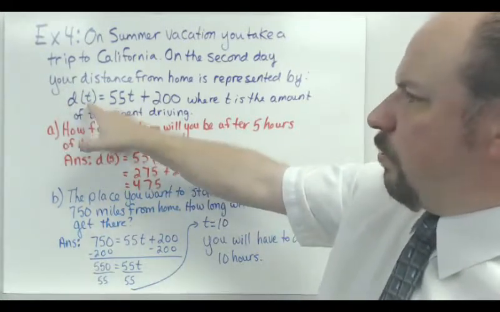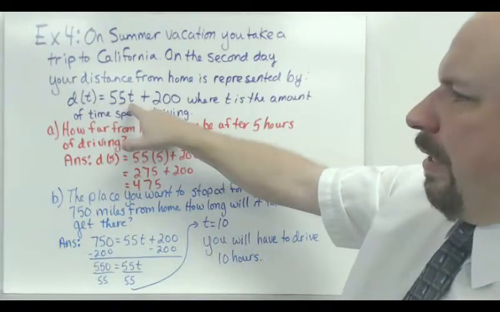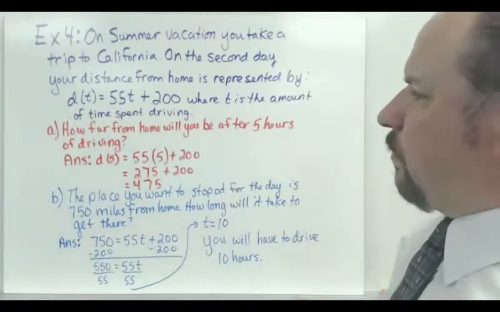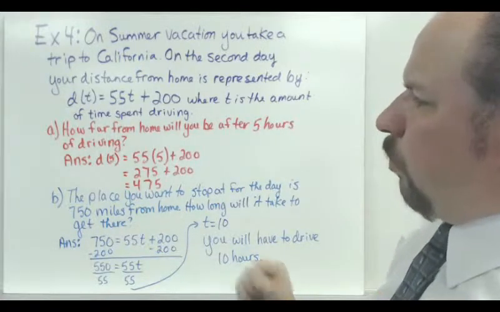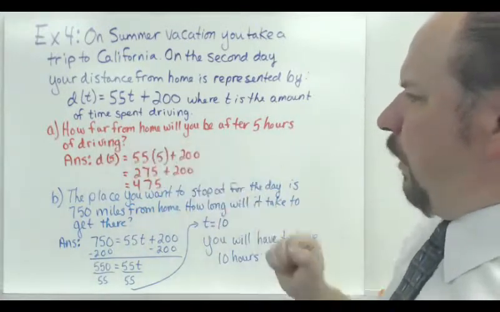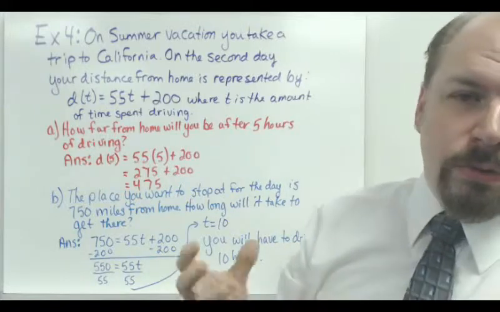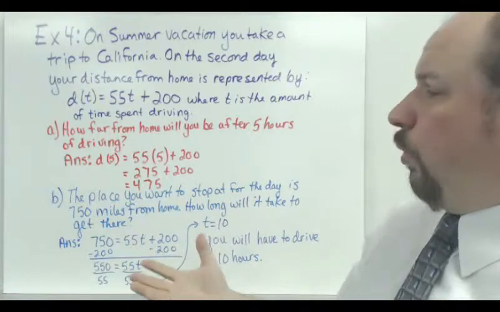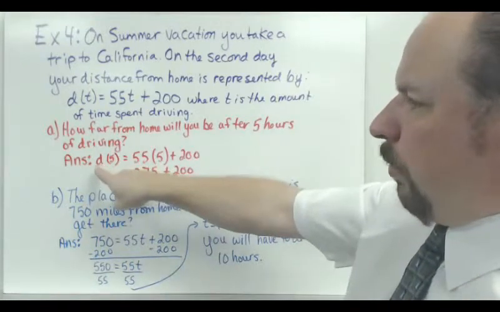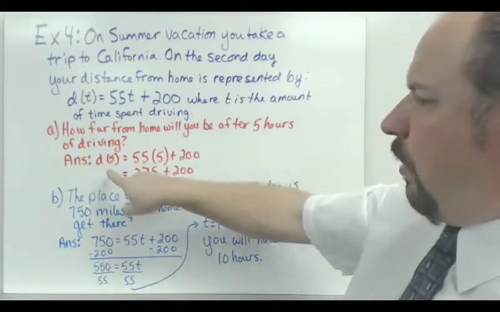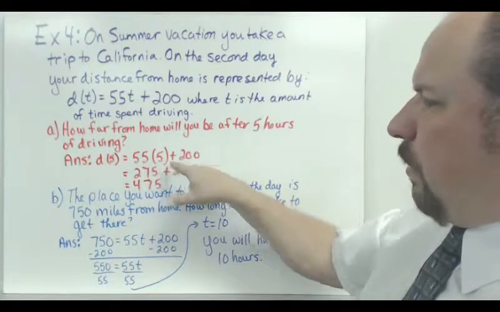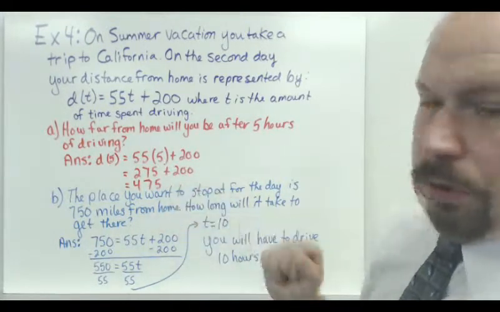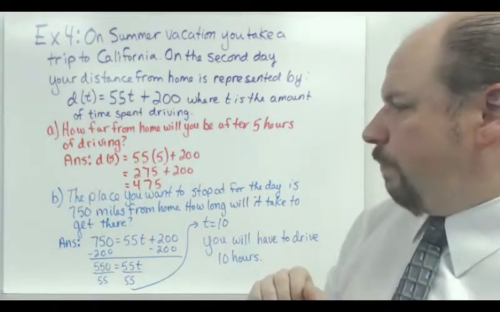So the distance in terms of time is equal to 55t plus 200, where t is the amount of time spent driving. So question A, how far from home will you be after 5 hours of driving? Well, notice since we're talking about time, that is our input value. So we're going to find d of 5. And d of 5 is 55 times 5 plus 200, which is 275 plus 200, or 475.